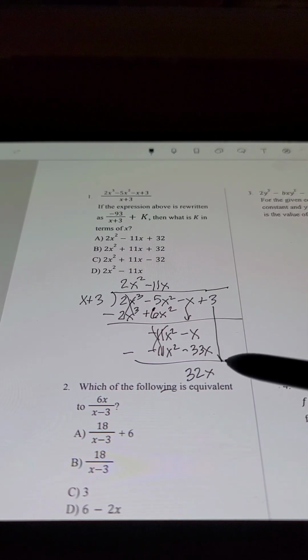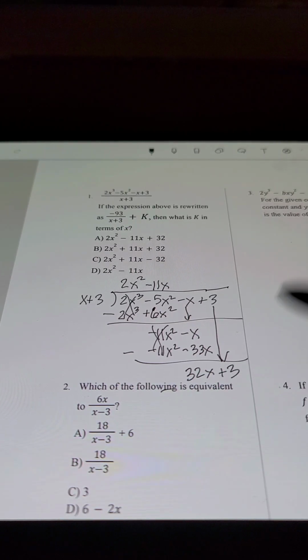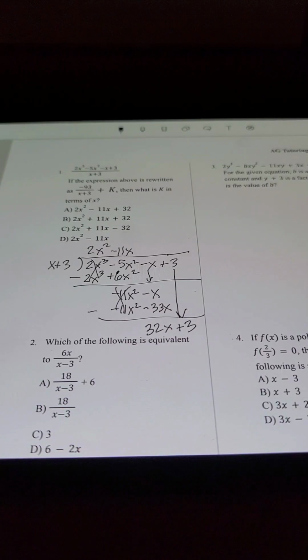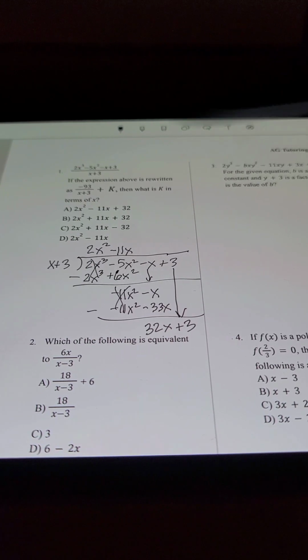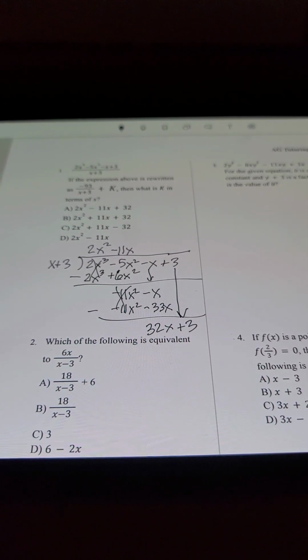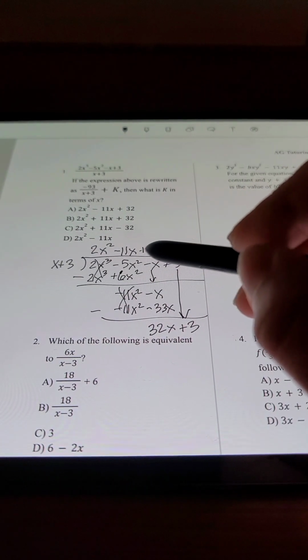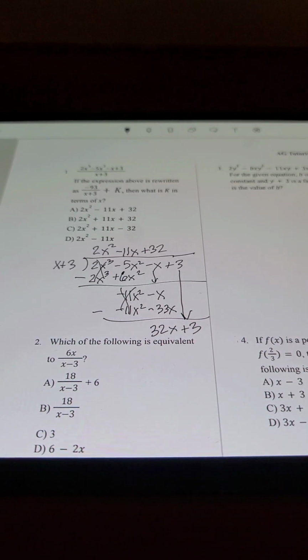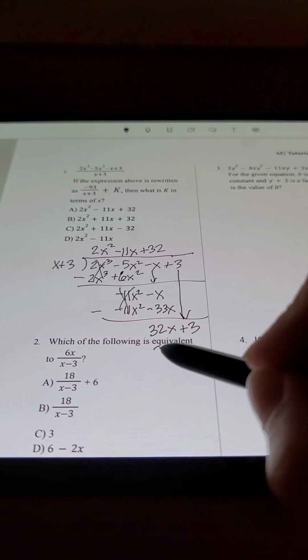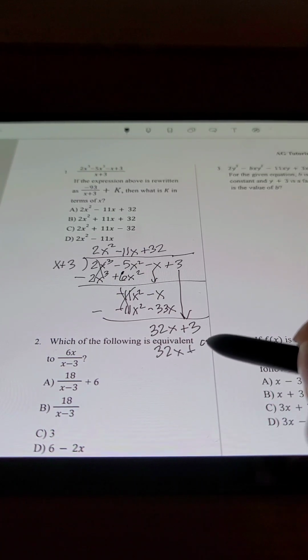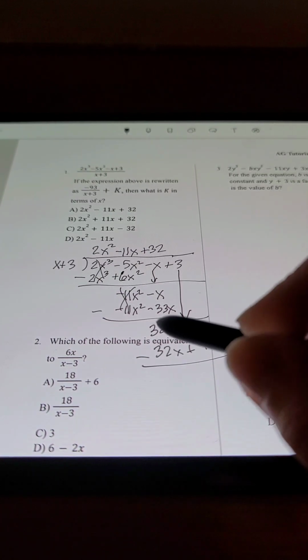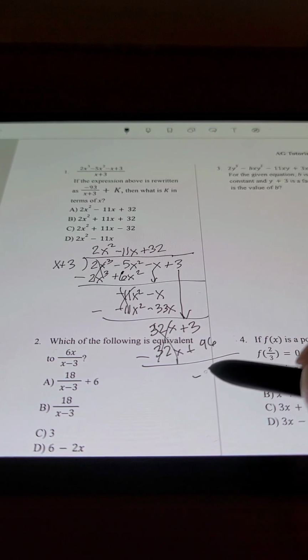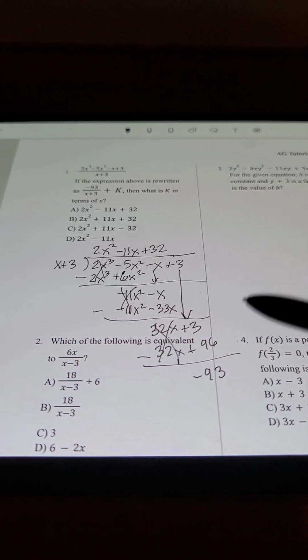And then I have to bring this down, the 3, or the plus 3 technically. And now I repeat the process again. How many times does this x go into 32x? Well, that would be 32 times, so plus 32. And then I have to multiply that times the x plus 3. So then that's going to give me 32x plus 96. And I have to subtract that. These cancel out, and I get negative 93.